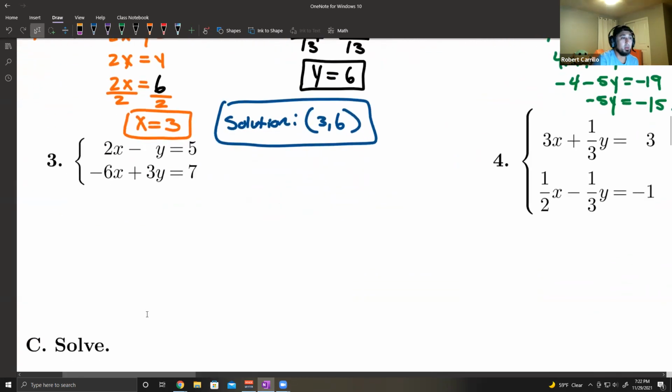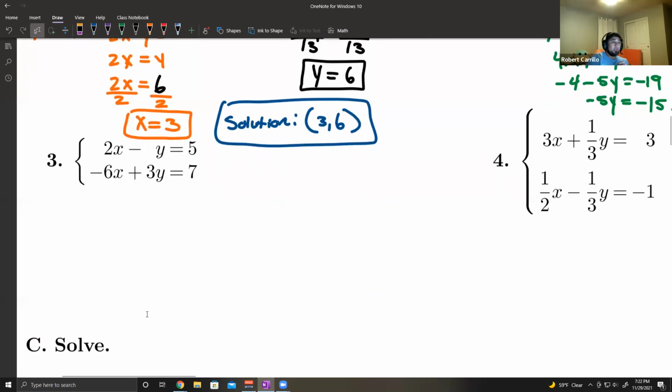3. 2x minus y equal to 5. Negative 6x plus 3y equal to 7. Who do you want to get rid of, x or y? X. Get rid of x. Okay. And once again, look at your numbers. 2 and negative 6. What common multiple do they share?